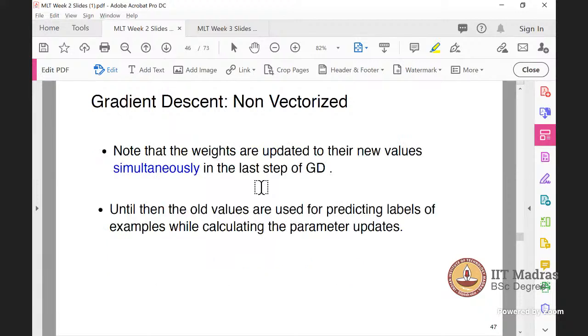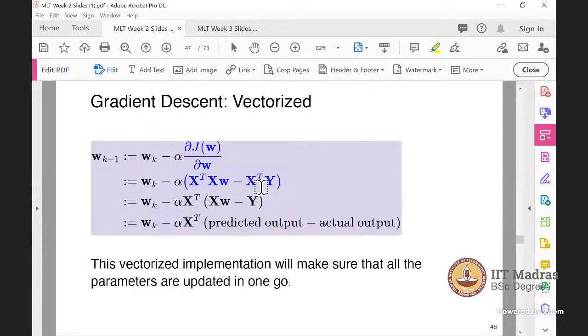This version has been non-vectorized and therefore not very quick to execute. Now, this one is actually vectorized.